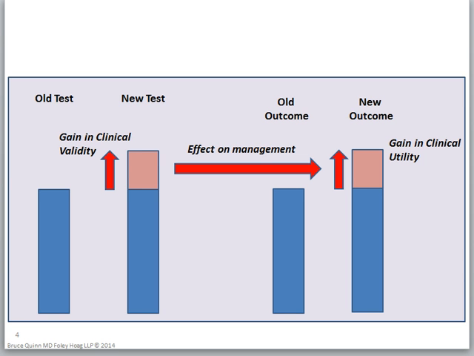This is a general diagram that we've used throughout the course. It says that you bring in a new test and you've got a gain in clinical validity, carefully stated and explained, and that has an effect on management, which would be ideal in an ideal circumstance, but probably a little less in the real world. Talk about that difference: it's efficacy versus effectiveness. And then that drives some improvement in outcomes, a gain in clinical utility, as we discussed in the last video.